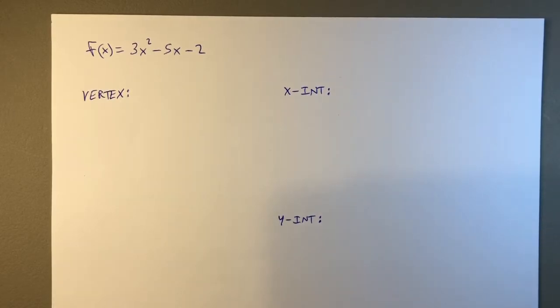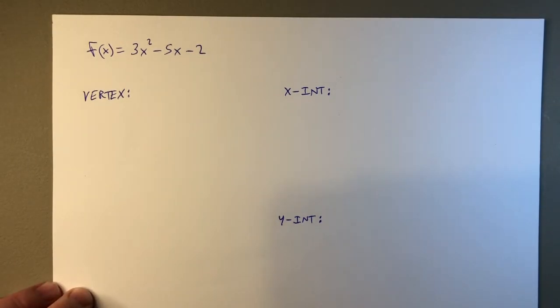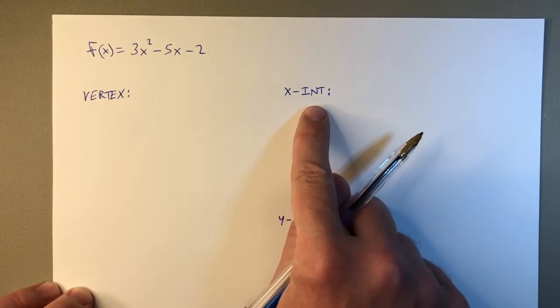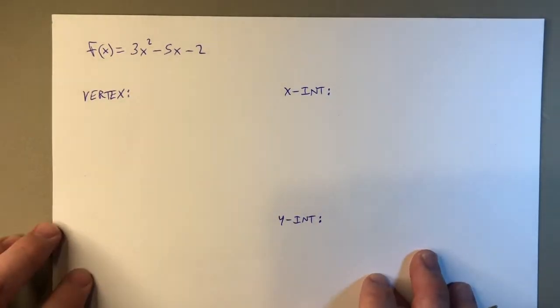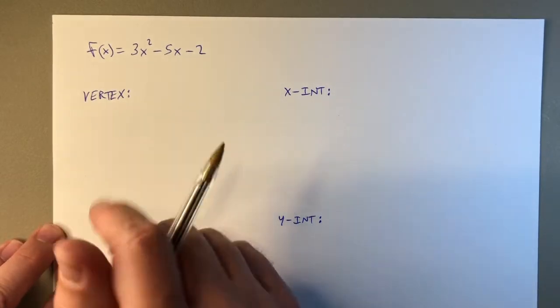Section 2.6. For these examples, you're going to want to first review the PowerPoint presentation on Section 2.6 over quadratic functions. The first example in the PowerPoint deals with finding the vertex, x-intercepts, and the y-intercept of a given quadratic function. So the first thing we're going to do is figure out the vertex.